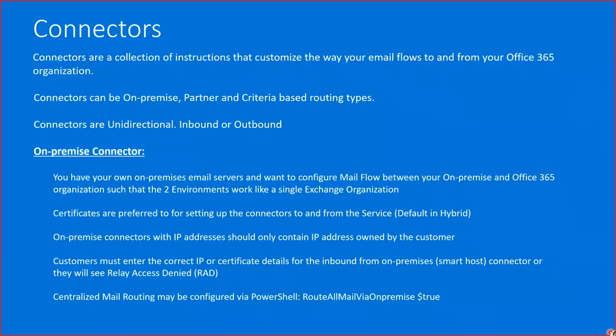and then the message comes back and eventually gets delivered to Office 365. Centralized mail transport can only be configured using PowerShell, okay, and should only be used if there is a specific compliance requirement. Otherwise, it simply adds more complexity in the mail routing.